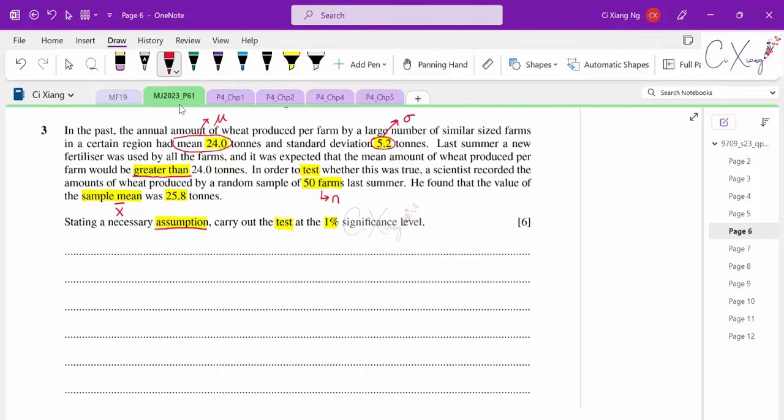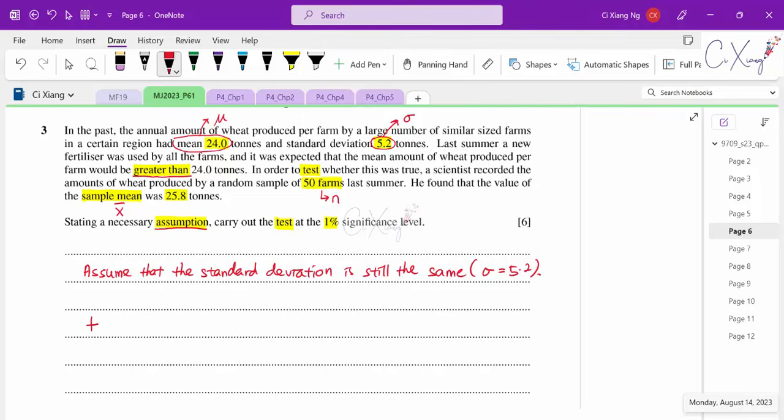So I will write the assumption here. Assume that the standard deviation remains the same, where sigma equals 5.2. All right, after we state the assumption, now we need to carry out the test.